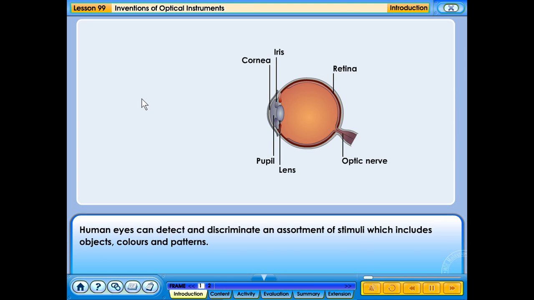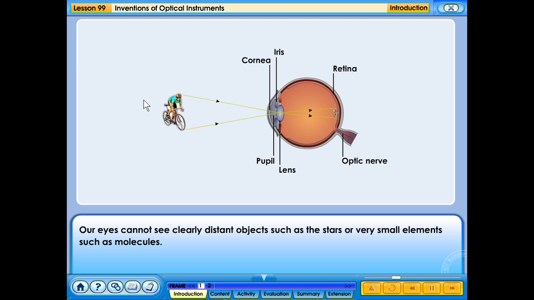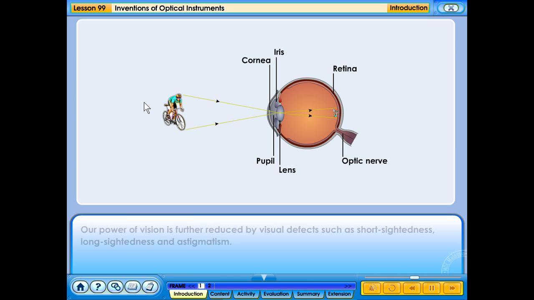Human eyes can detect and discriminate an assortment of stimuli, which includes objects, colors, and patterns. However, our vision through the eyes is limited. Our eyes cannot see clearly distant objects such as the stars or very small elements such as molecules. Our power of vision is further reduced by visual defects such as short-sightedness, long-sightedness, and astigmatism.